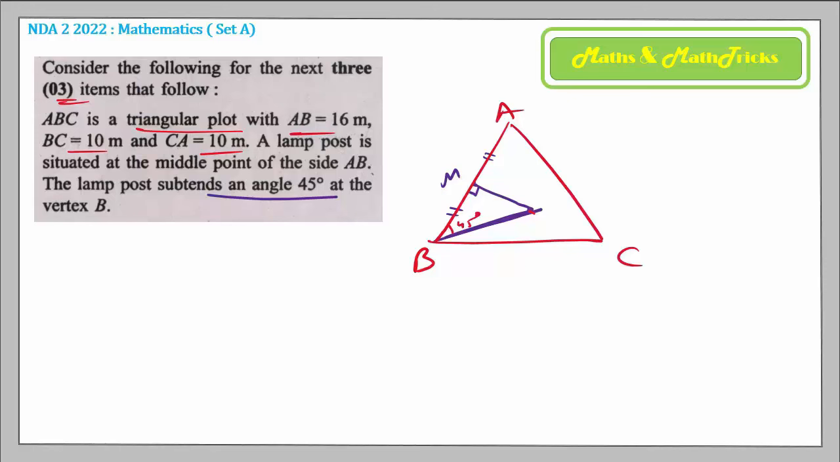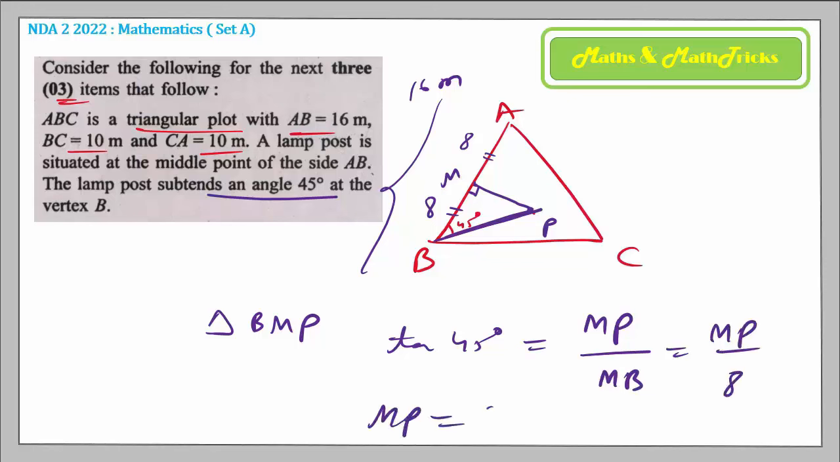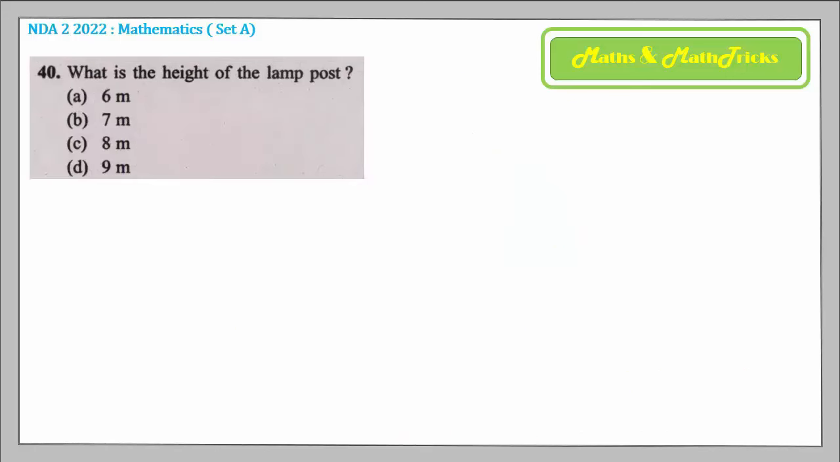What is asked of you? It's in the next question. That is the height of the lamp post. Height of the lamp post, let us name it to be PM. So you can use the triangle BMP. You want PM in it. You know the MB, it is 8 because the total AB is 16 meters. Right. So if you use the tan 45 degree formula there, it is MP upon MB, which is MP upon 8. So MP is therefore 8 into 1, that is tan 45, you know. So it's 8 meters only. That's why the answer to this question number 40 is the option C, 8 meters. The height of the lamp post is 8 meters.